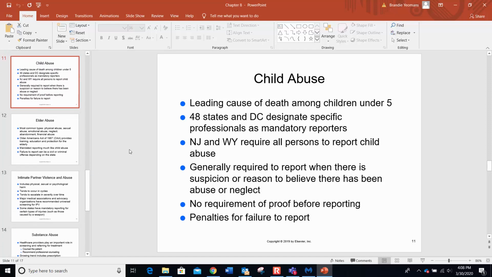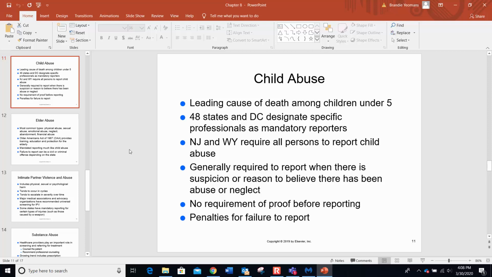So some very cool information, not cool as in good, but some information that we should understand is that child abuse is the leading cause of death among children under 5. That's more than SIDS, sudden infant death syndrome. Now, most of us think about those kind of things happening, but it's child abuse. It hurts to hear that, but it is something that we have to accept.